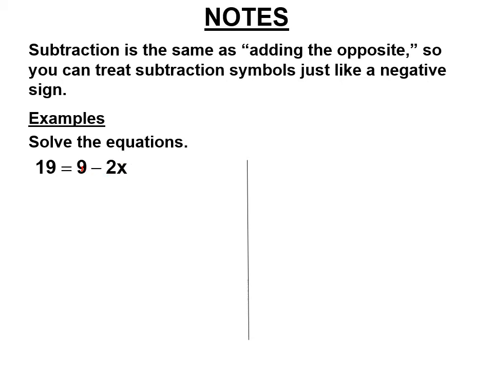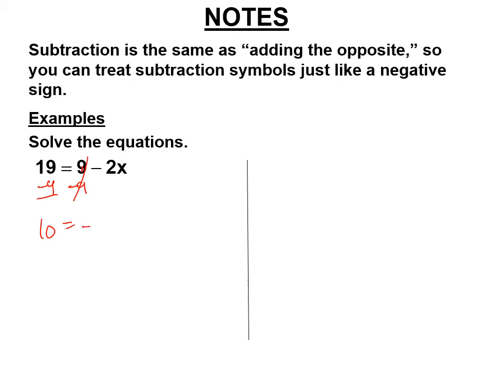Okay, so we're going to subtract 9. Whoops, we're not going to use the highlighter. We're going to use the normal pen. We're going to subtract 9 from both sides. 10, now you have minus 2x. That was 9 minus 2x.